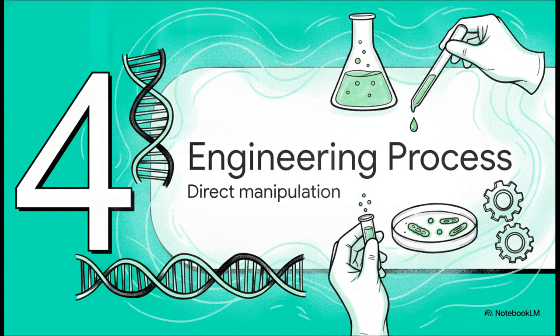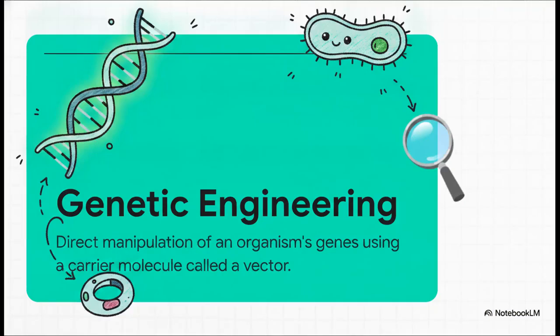All right, Section 4, the engineering process. This is where we get into the active, direct manipulation. Genetic engineering is the direct manipulation of an organism's genes in a lab. But to move a gene from organism A to organism B, we can't just toss it in there. We need a vehicle called a vector. In bacterial engineering, we typically use a specific circular piece of DNA called a plasmid. Think of the plasmid as the literal delivery truck for our desired gene.